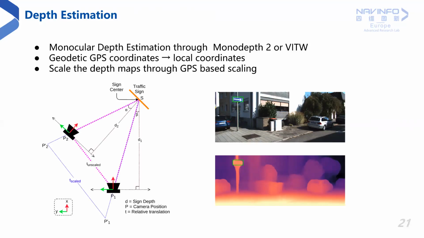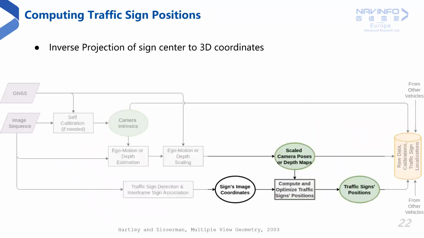By matching the detections of the traffic signs in the images with the depth maps, we can compute the depth at the center of the traffic sign. Thereafter, applying inverse projective mapping on the traffic sign image coordinates and the predicted depth, we can compute the 3D positions of the traffic sign.